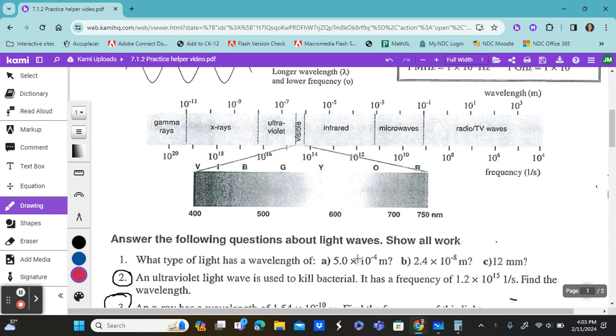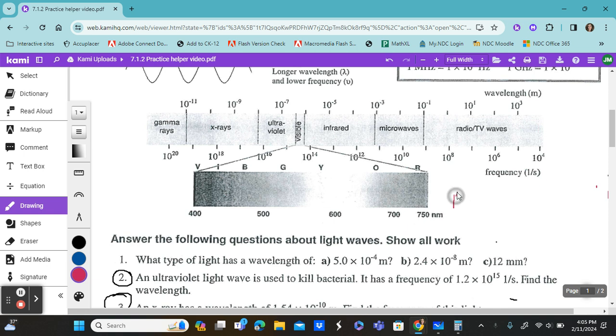So if you're looking at the meters here, which is the wavelength, you're just matching up to what type of radiation you have. Sometimes, and I think maybe this is the most difficult part because it's just algebra otherwise, is converting and just making sure you're paying attention to units.